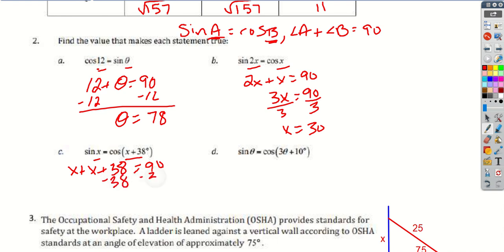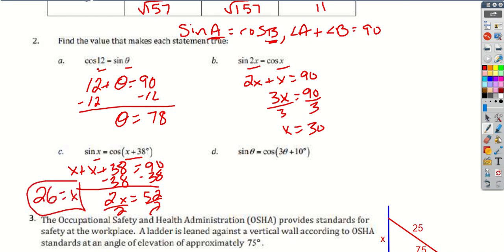We're going to subtract 38 and combine the x's. So 2x is going to equal 52, and then divide by 2 and we should get 26 is equal to x.